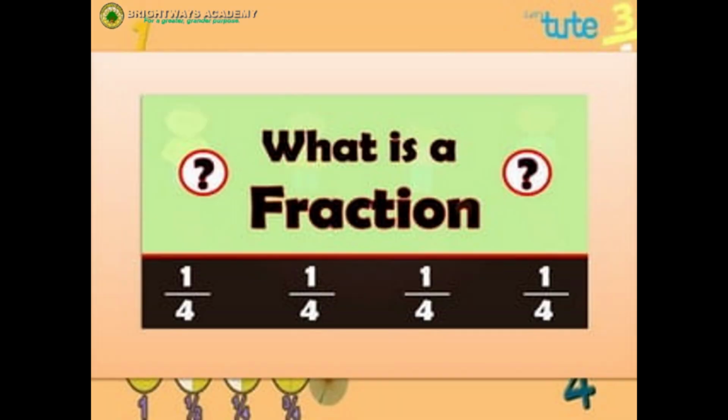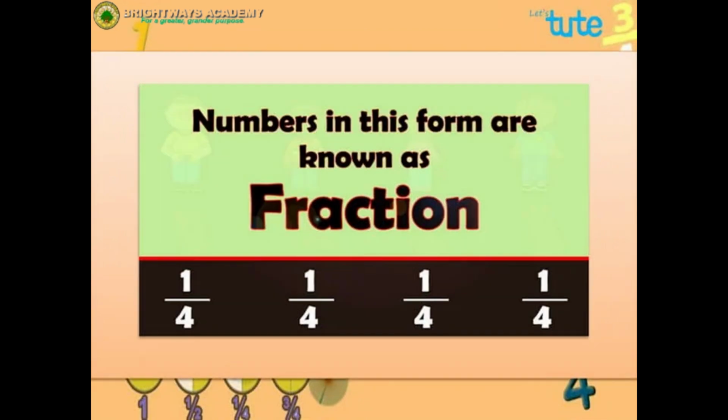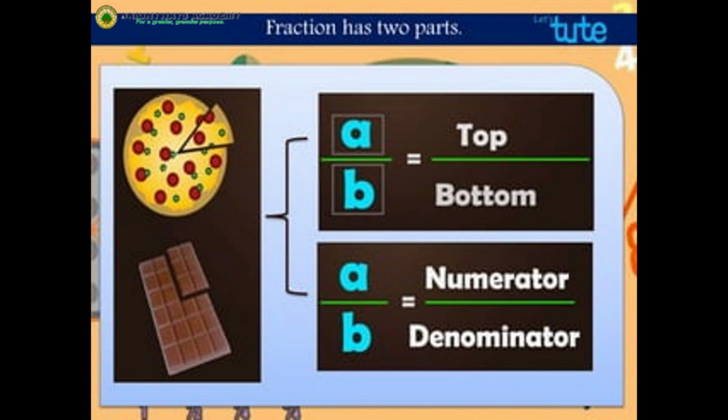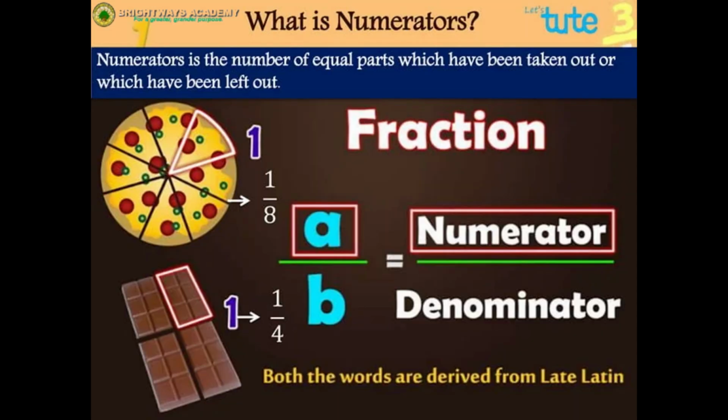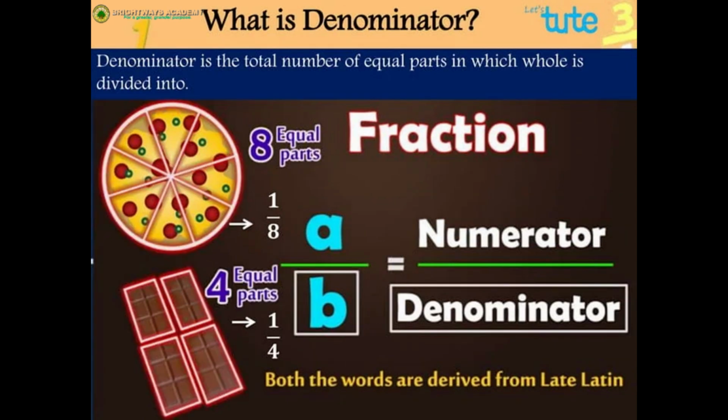So what is a fraction? Numbers in this form are known as fractions. A fraction has two parts, the top and the bottom. The top part is what we call the numerator and the bottom part is what we call the denominator. The numerator, or the top part, is the number of equal parts which have been taken out or left out. And the denominator is the total number of equal parts into which the whole is divided.